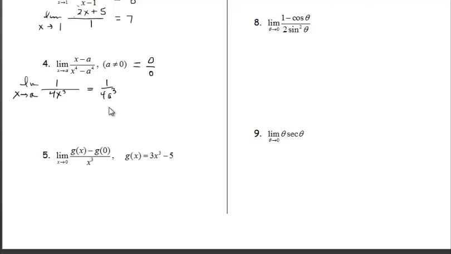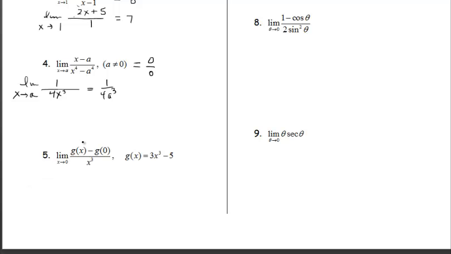We're up for number 5. We have a difference here on top, but notice that it also tells me that g of x is defined to be this cubic equation. So you could actually just insert 3x cubed minus 5 here for g of x, and then evaluate g at 0 and insert that value here. Or you can just wait till the end, and I think I'll take that approach.